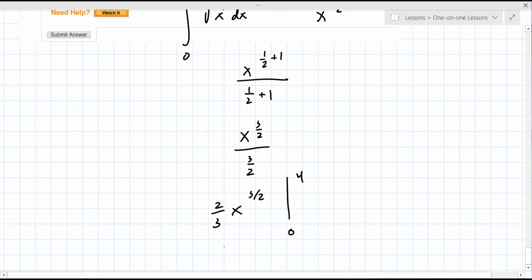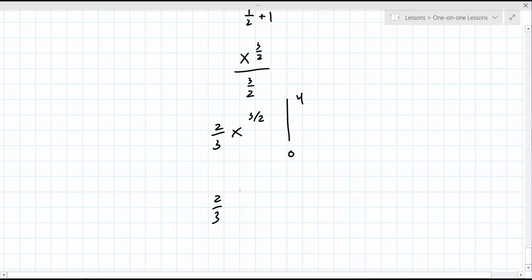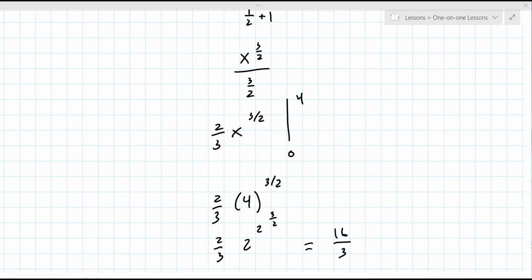WebAssign will accept 2/3 times 4 to the 3/2 power, but we'll just simplify it here since we're doing it in person. 4 to the 3/2. So 4 is really 2 squared. 2 squared to the 3/2. When you have an exponent and exponent, you can multiply them. So it becomes 2 cubed, because the 2's cancel: 2 over 1 times 3/2. That's 8 times 2/3, which becomes 16 over 3.